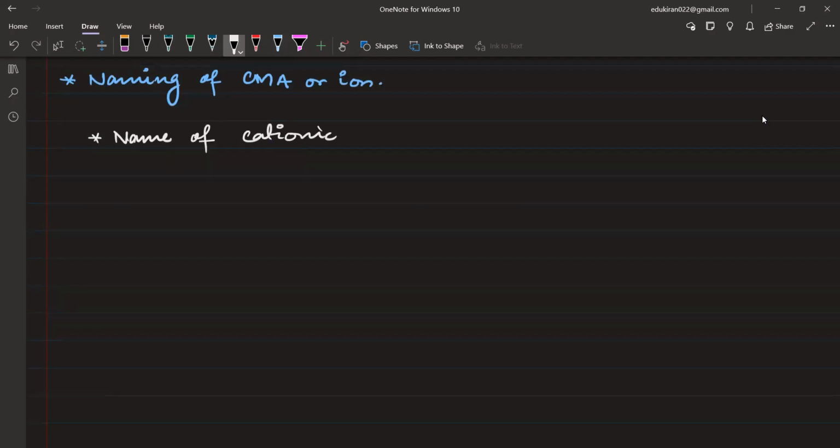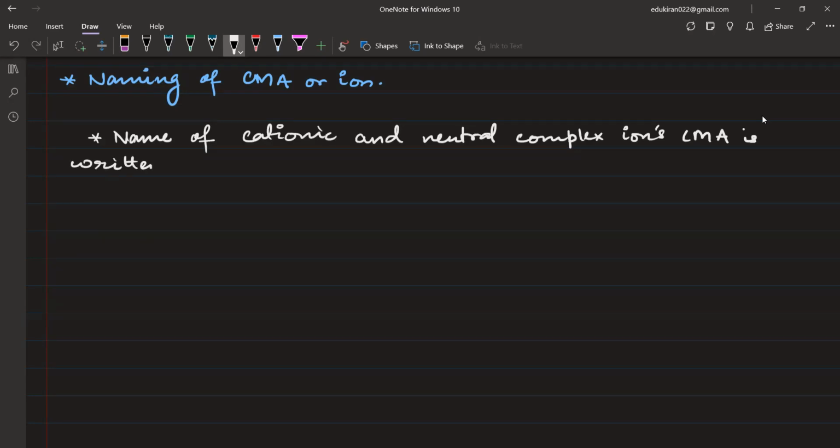cationic and neutral complex ions, the central metal atom is written as it is. Right, next. Name of metals.